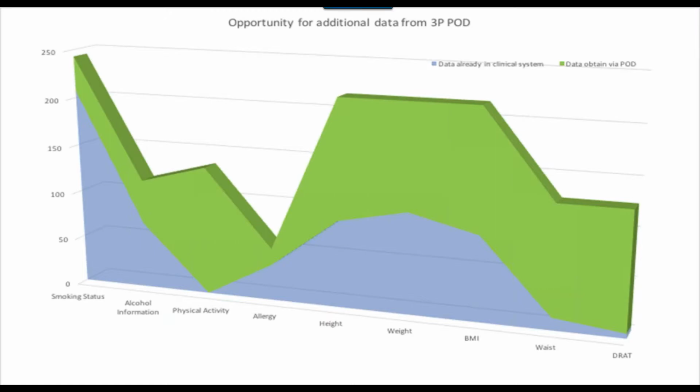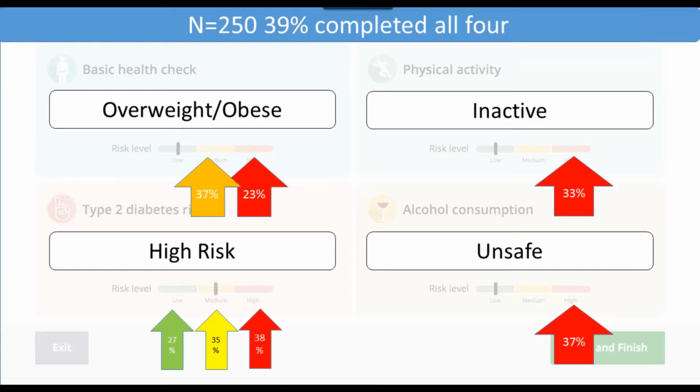Sorry, Tony, could we just go back to the previous slide just for a quick 15 seconds? So I guess the thing that stood out for me here is, the obese was 23%, over 37% were overweight, a third were inactive, a third were drinking unsafe levels of alcohol, a third were at high risk of diabetes. So a third seems to be a statistic that stands out.